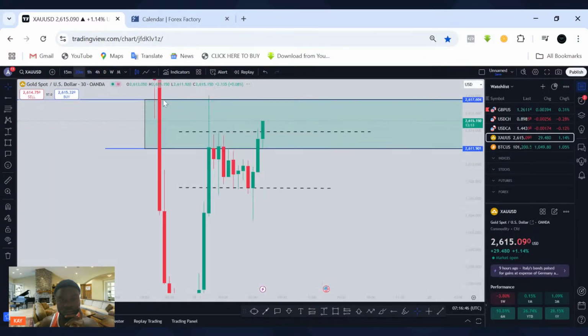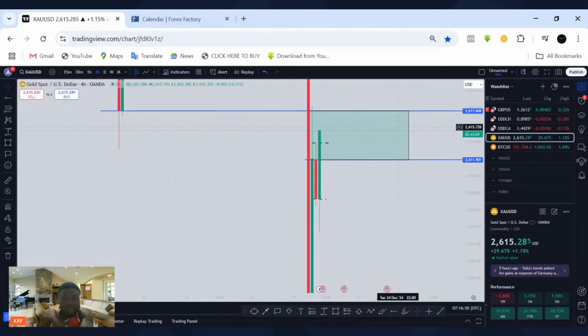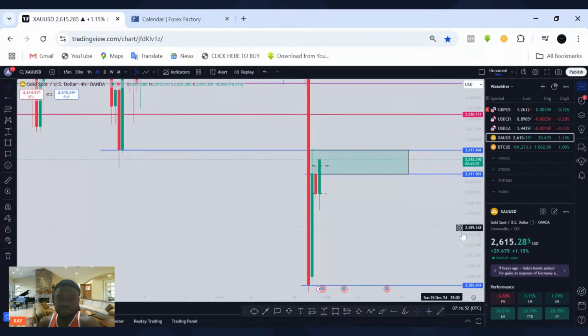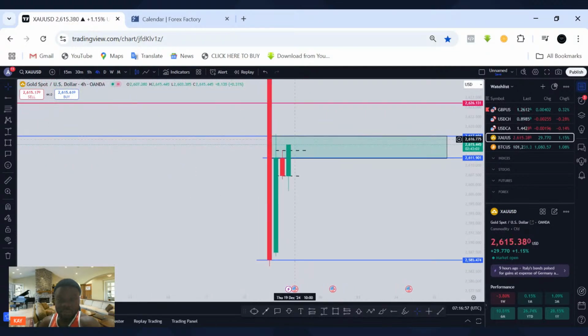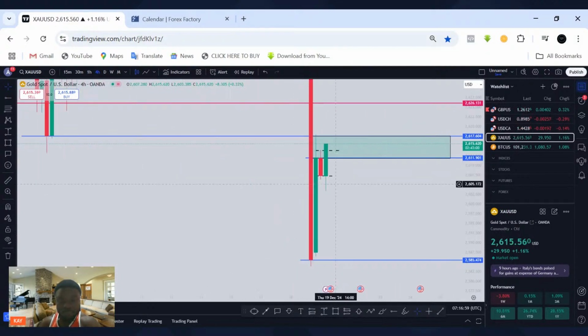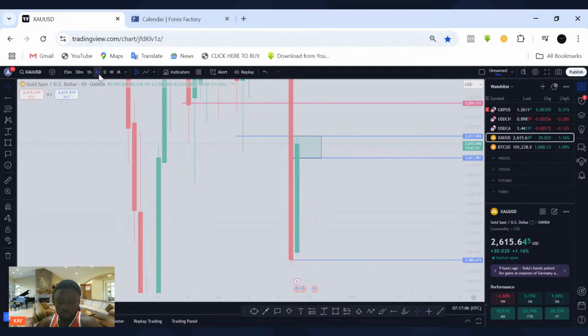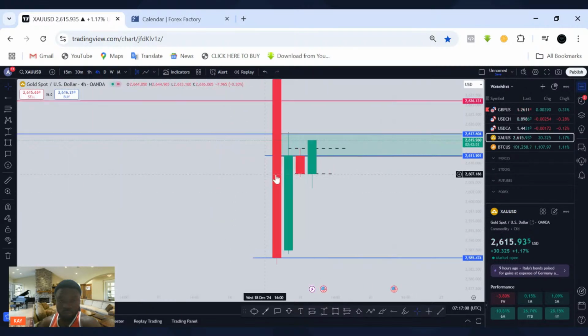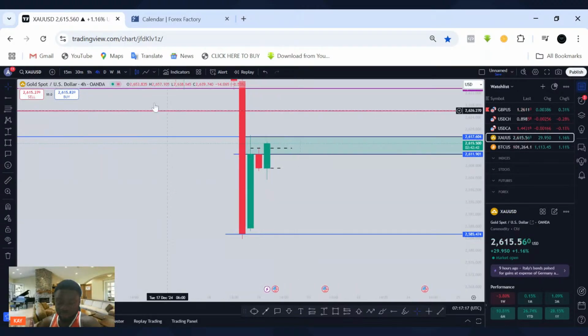Yeah, so exactly. The level has been invalidated. It created a resistance over here, and now it just invalidated the level.